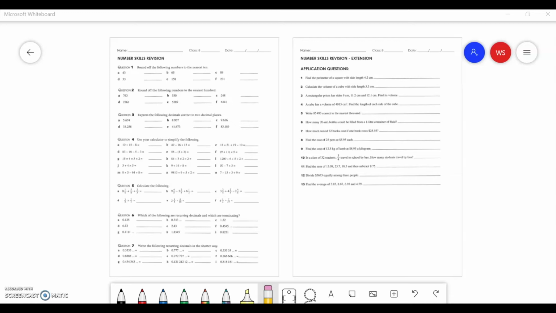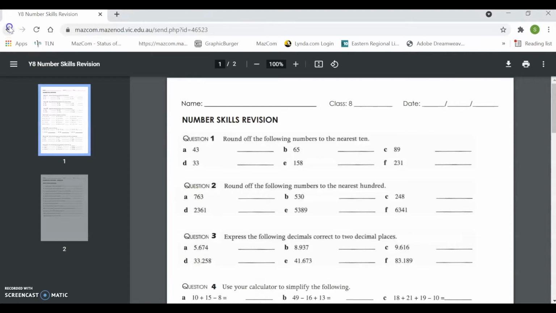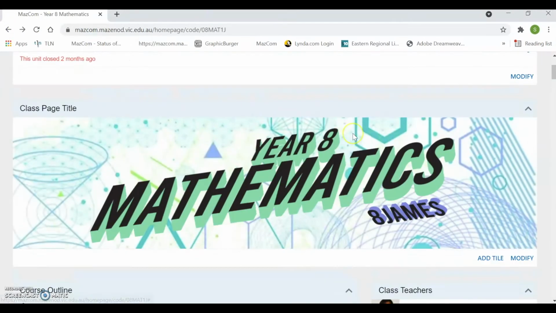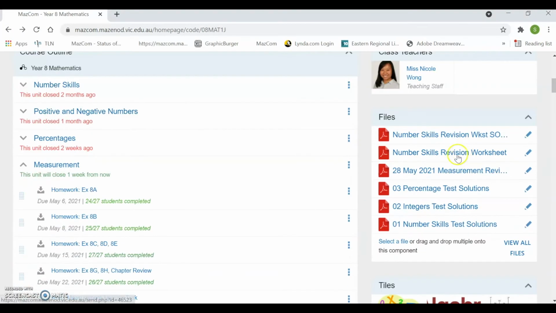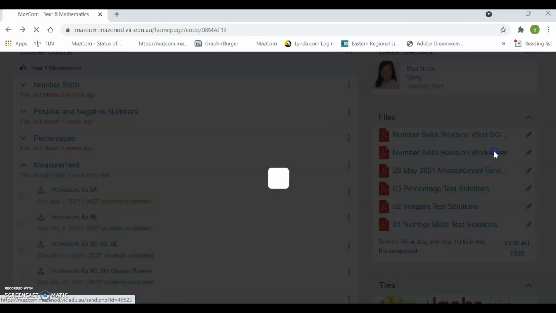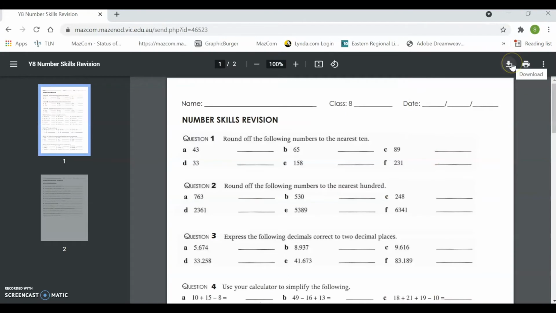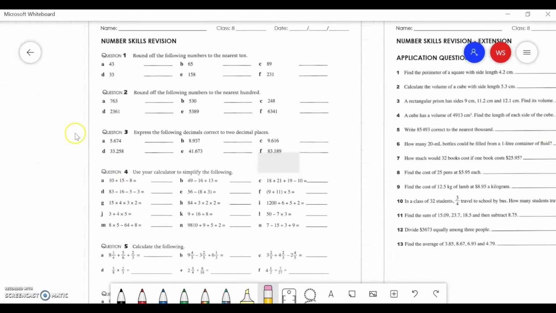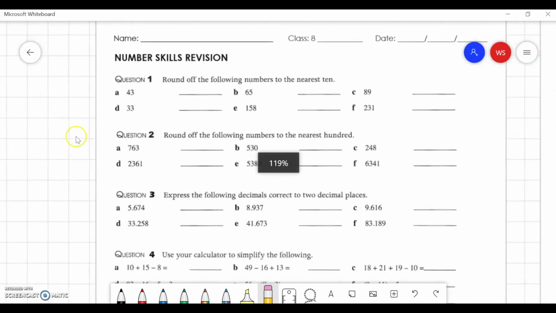Hi everyone, let's recap our knowledge on the number skills chapter. Before we begin, ensure that you have downloaded this from your class page. This revision worksheet can be found on your class page down in the file section. Number skills revision worksheet, click on that. That's the one that you would like to download from here. So download that and attempt your questions in your workbook.